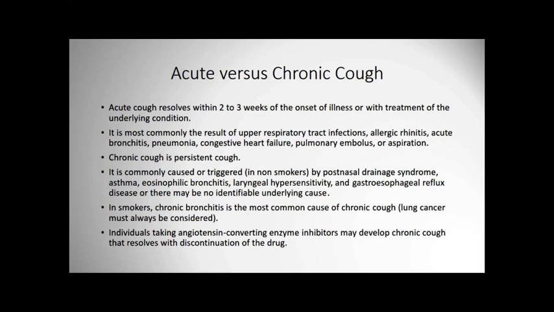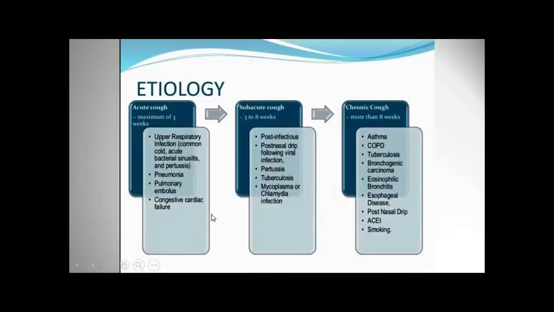People taking some medications, for example, angiotensin converting enzyme inhibitors, may develop cough. When you remove the medication, change the medication, and give, for example, an ARB, angiotensin receptor blocker, they're going to get rid of that cough. It was a secondary or adverse effect of these ACE inhibitors. And you have the table showing you the etiology of the acute, subacute, and chronic cough.